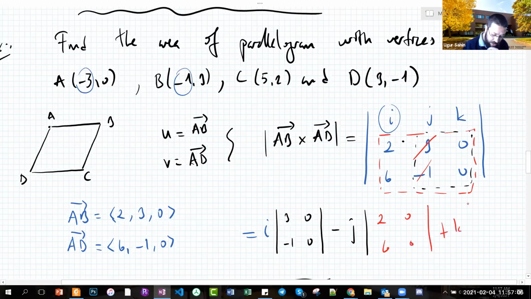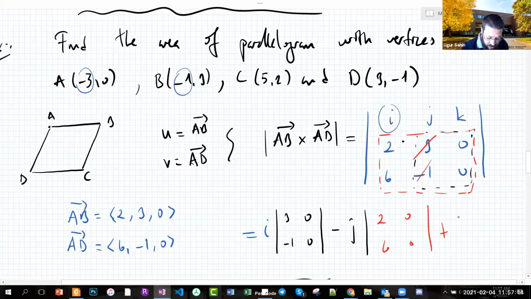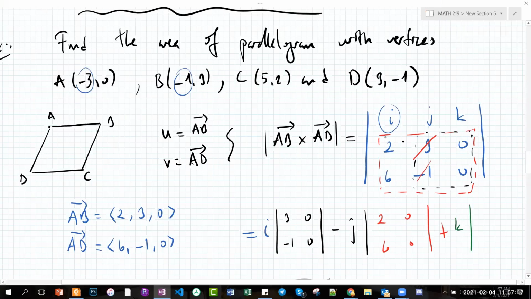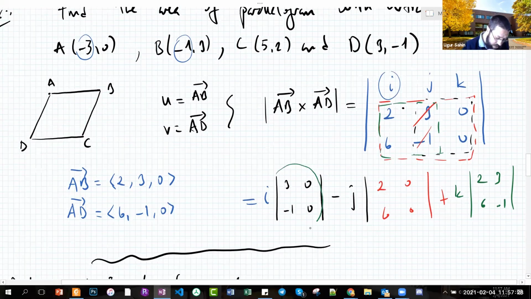And plus for the k part, let me use a different color. For the k part, k times 2, 3, 6, -1. Now remember, please, if you have the 2D determinant, how could you calculate 3 times 0, 0 times -1? Just do the cross multiplication in the determinant, which is going to be 0. Same, look at that, 2 times 0, 0 times 6, add them, it is 0.